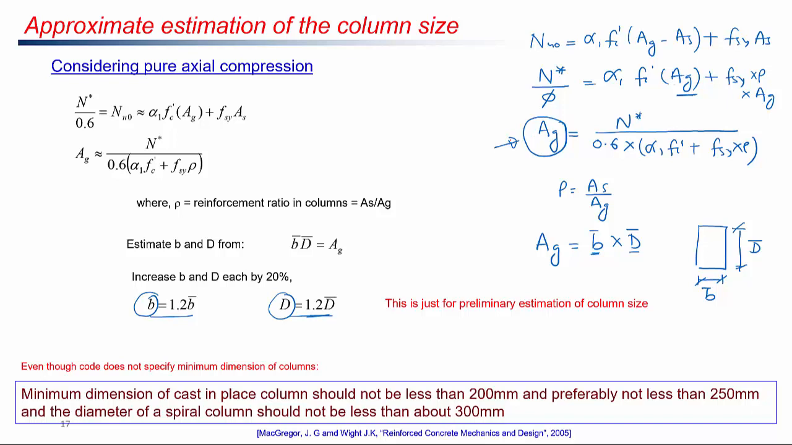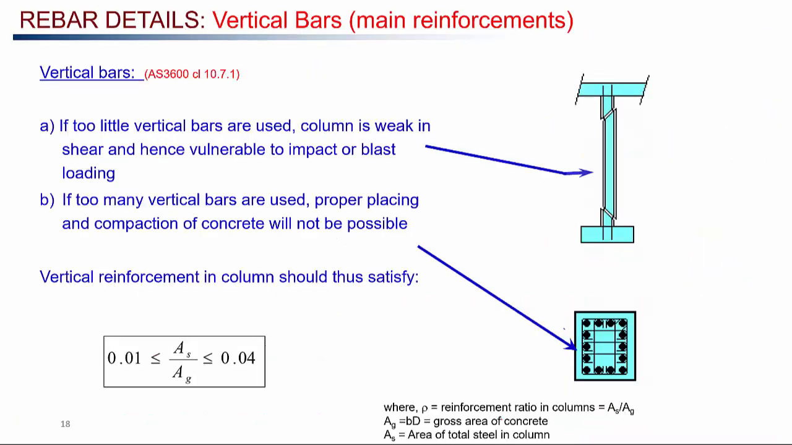Now just keep in mind that even though the code does not specify the minimum size of the columns, usually the minimum dimension of cast in place columns should not be less than 200 millimeter and preferably not less than 250 millimeter. So we need to keep the dimension more than 250 millimeter if it is a rectangular column, and if it's a circular column, we don't usually cast the column less than 300 millimeter size. So make sure that your column sizes are bigger than that.